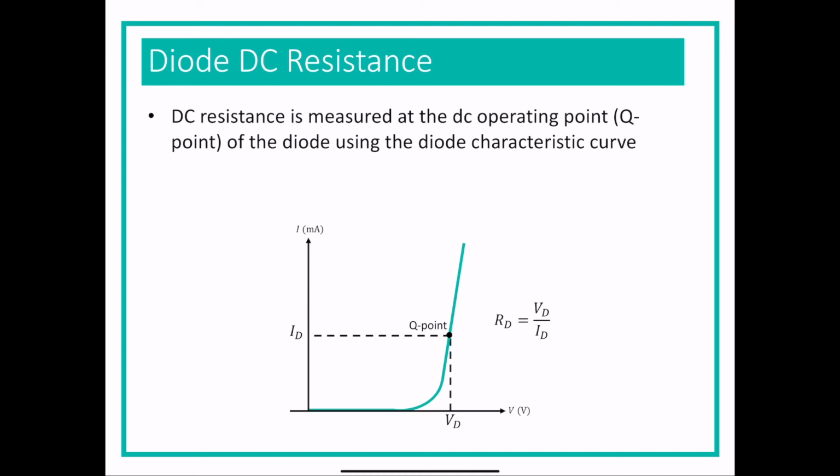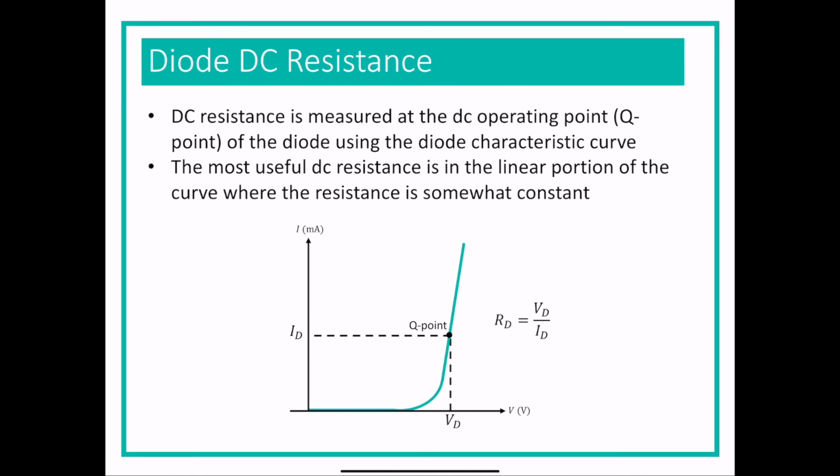So in looking at the graph, we determine the voltage and the current in the diode, and then the resistance is just those values. If that resistance value is taken in the linear part of the graph, it's going to be mostly constant in that portion. If you go down into the knee of the graph, the resistance is going to be radically different depending on what your values are. The AC resistance is a little different.